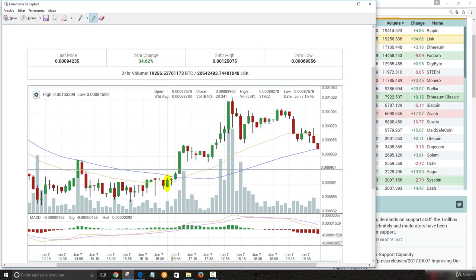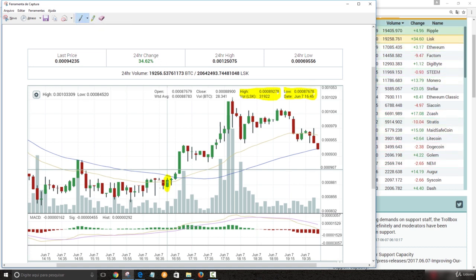On June 7, 4:35 p.m. until June 7, 4:55 p.m., the highest price here was 0.000089278, so 89,000 satoshis. In this marking here, it was the highest price, and the lowest price it reached was 87,678 satoshis.